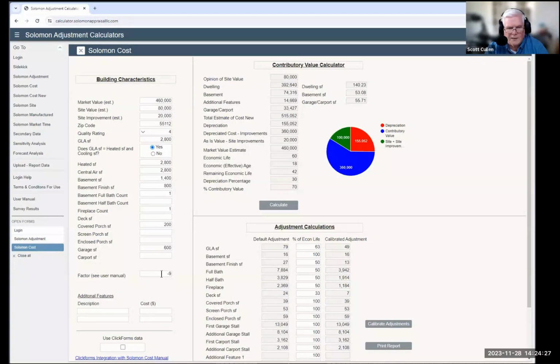Factor is another way of saying a factor of 1 is 1%. And then the zip code 55112, I think that it's probably different than 13 because that was this year's data. It might have been 10 back then. But that's Solomon cost. I think it's the most important tool we have to get you further into the development process when you're working on an appraisal assignment.